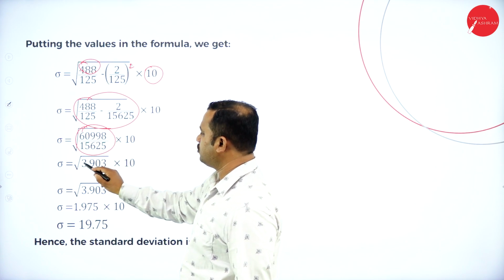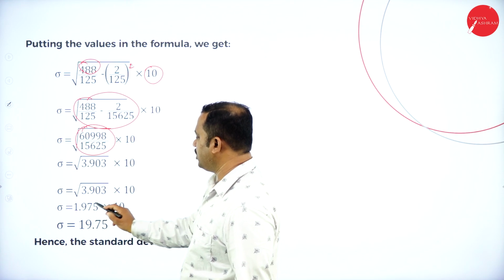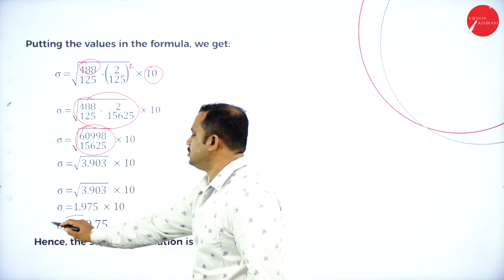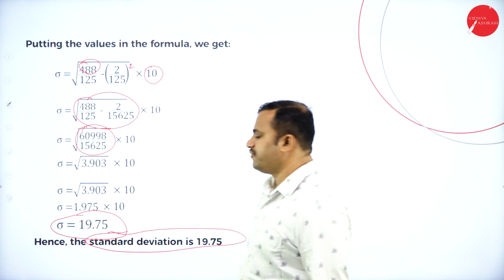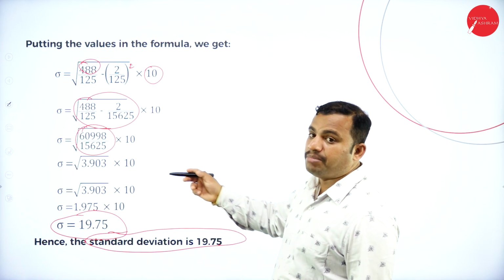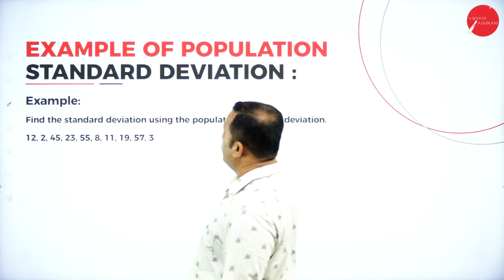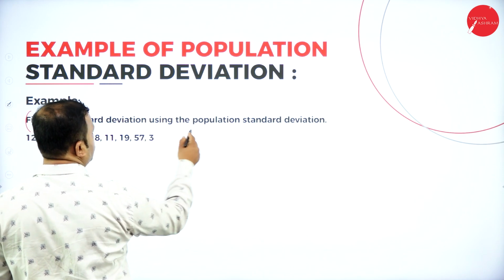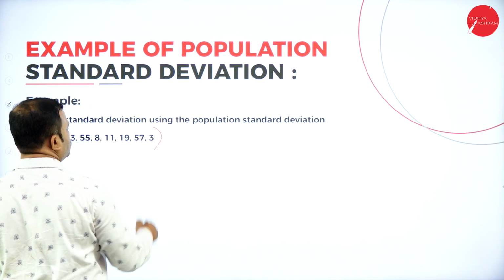Square root of this is equal to 3.903 into 10. So the square root of this is equal to 1.975 into 10, which is equal to 19.75. This is the standard deviation. That is 19.75 is the standard deviation by using the frequency distribution. Then for any population, find the standard deviation using the population standard deviation method, which is similar to the individual.